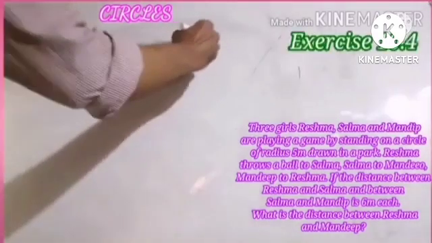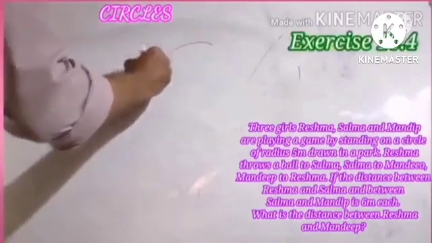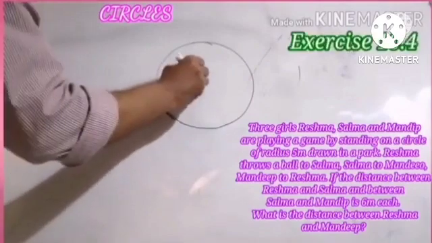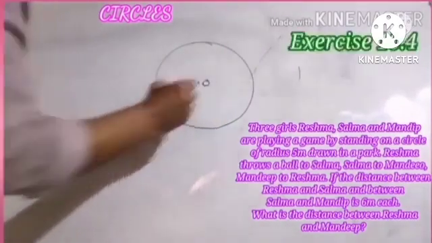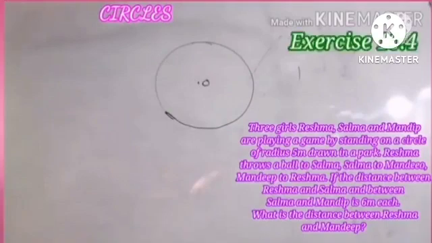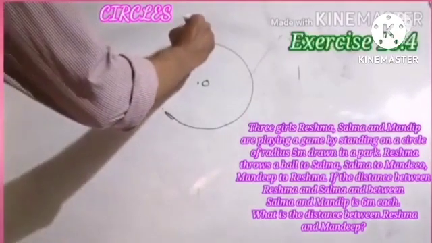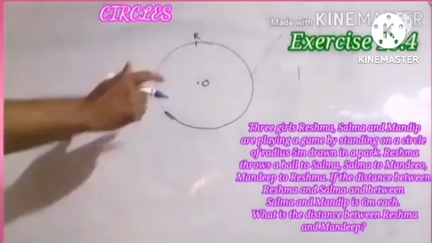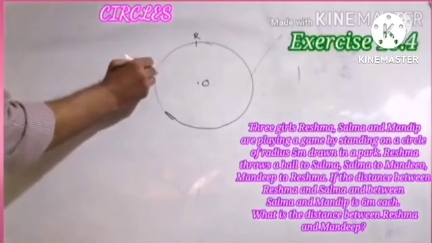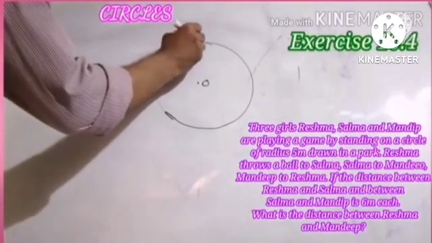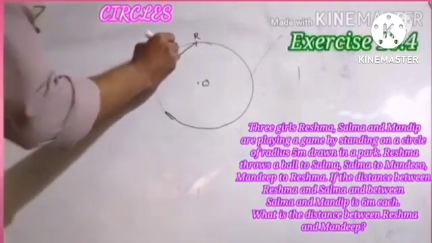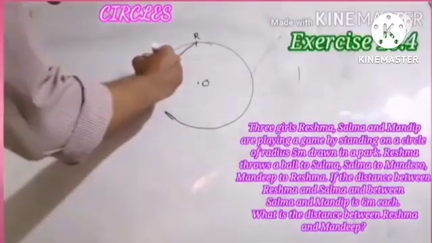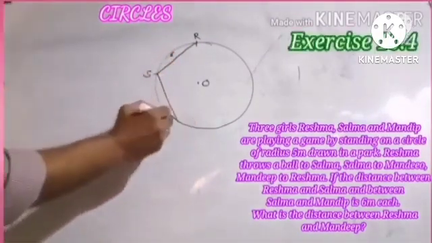Okay, they are playing in a circular park, standing on a circle. Let O be the center of the circle. First, Reshma; let this be Reshma. Second one, Salma. Reshma and Salma distance 6 meters. Salma and Mandeep, again 6 meters.